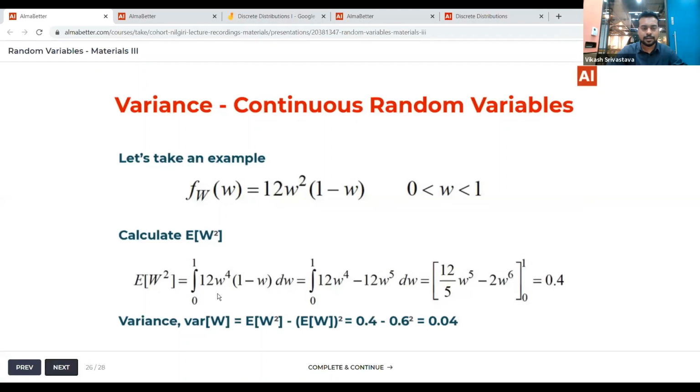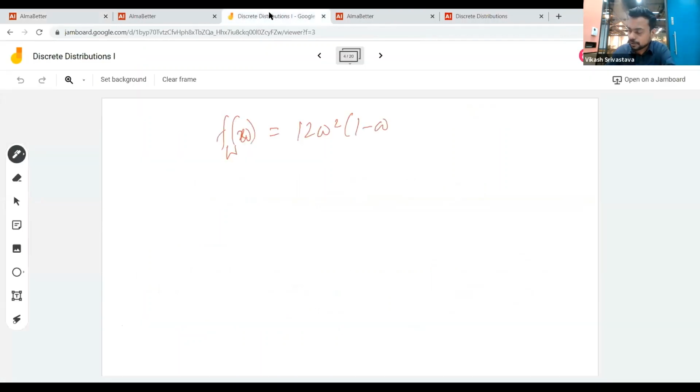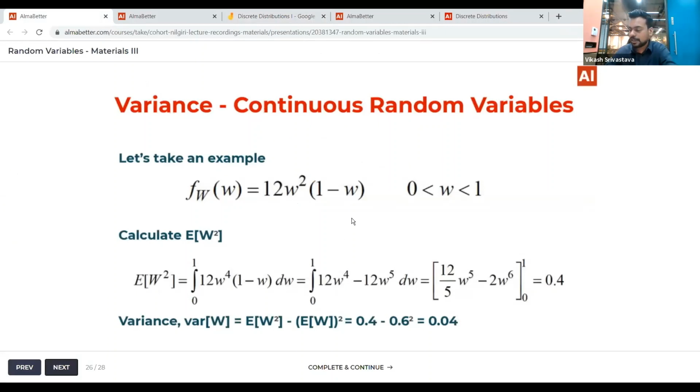The expectation of W squared will be W squared multiplied by our density function, integrated over all the possible values, from minus infinity to infinity. Because W is only defined between this particular interval, everything which is less than 0 or greater than 1, our density function is 0 there, so that will not contribute at all.